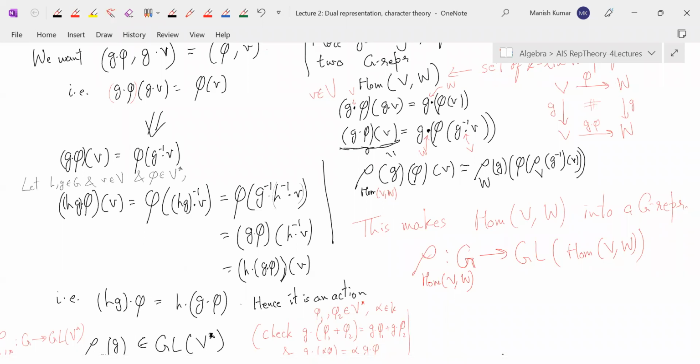So this is more general. If you take W to be your vector space K itself with the trivial action, that means g dot v is equal to v for all g in G and all v in V, then what you get is the dual representation. Okay.